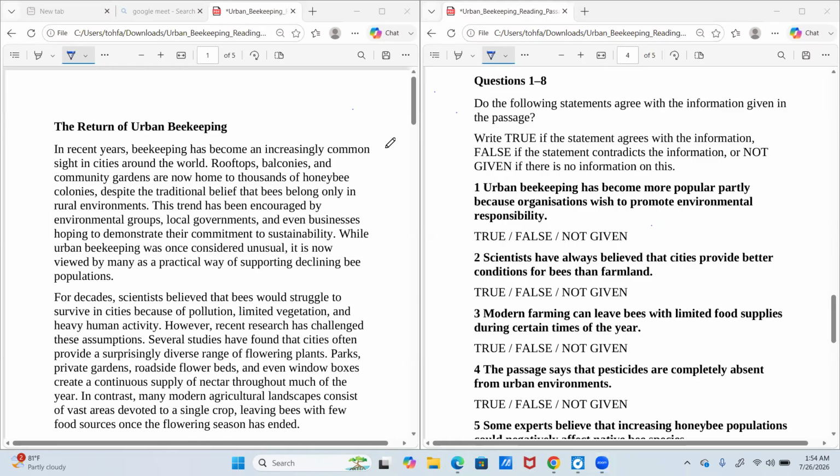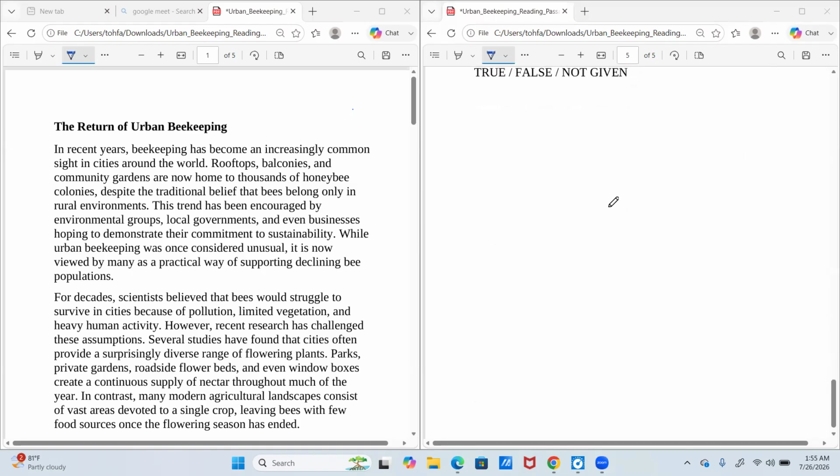Hello. Today we will be talking about a section in the reading module, and in the reading module, it's very common to get true, false, and not given questions. So today we will be learning how to solve this particular type of questions. First, let's learn how we should approach this type of questions, what our strategies should be.